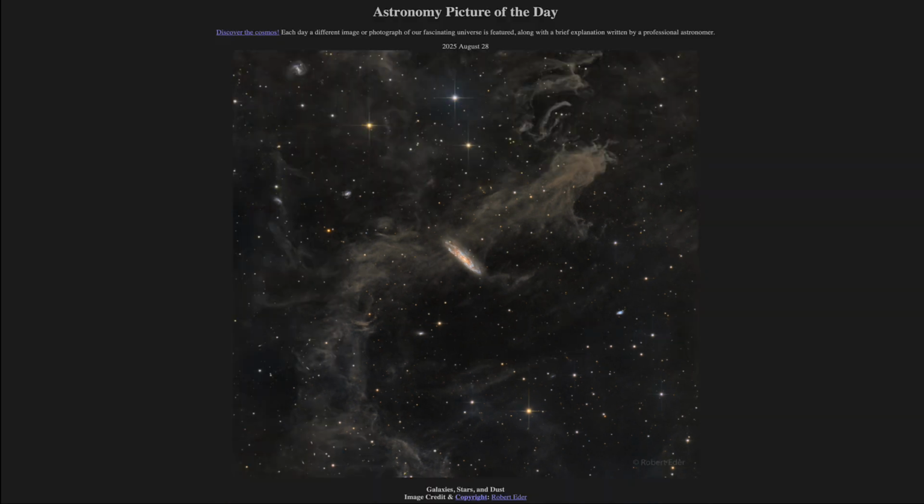So that was our picture of the day for August 28th of 2025. It was titled Galaxies, Stars, and Dust.